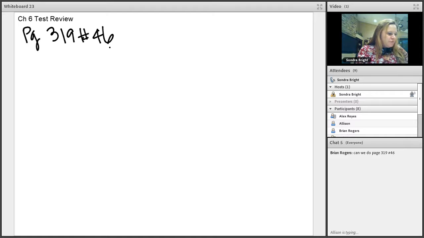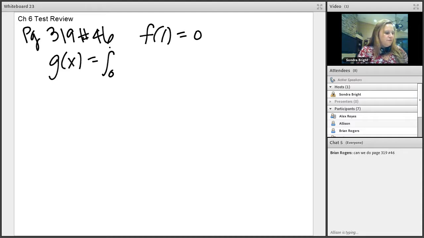Okay, so it says, suppose f of x has a positive derivative for all values of x, and that f of 1 equals 0. Which of the following statements must be true of g of x equals the integral from 0 to x of f of t dt? All right, so g is a differentiable function of x. Well, that's true.